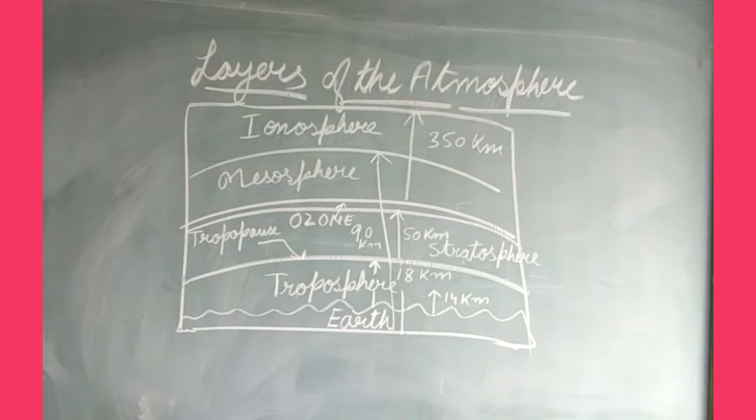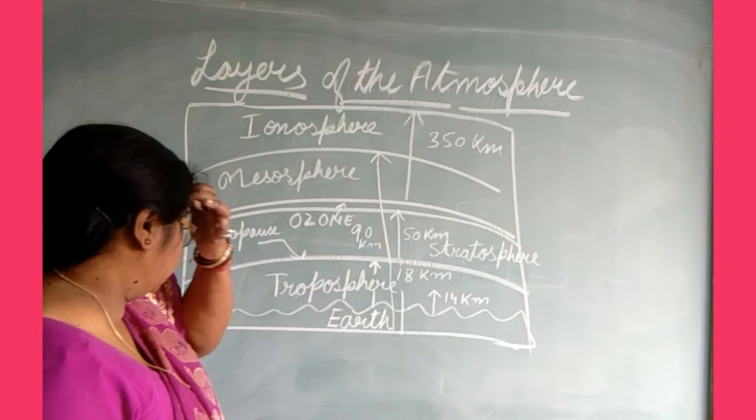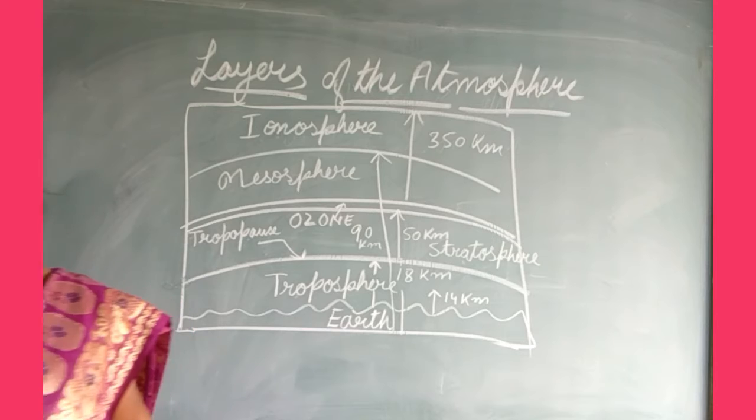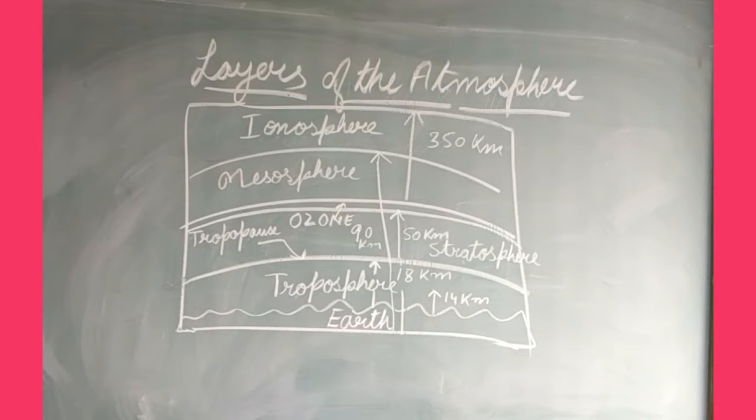So first, where is the troposphere? What is the meaning of tropos? Trop means change. It is the layer just above the earth's surface. In the diagram, the downward part is the earth, and just above the earth's surface is the changing layer. That layer is known as the troposphere.